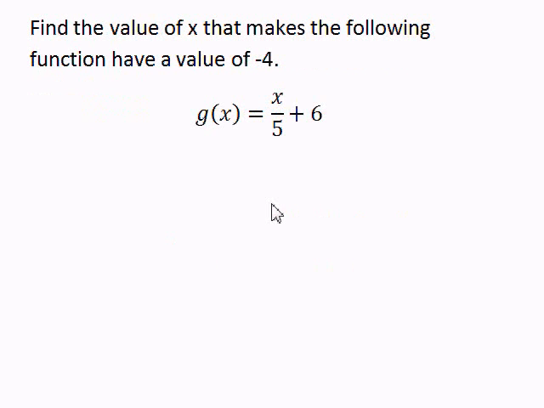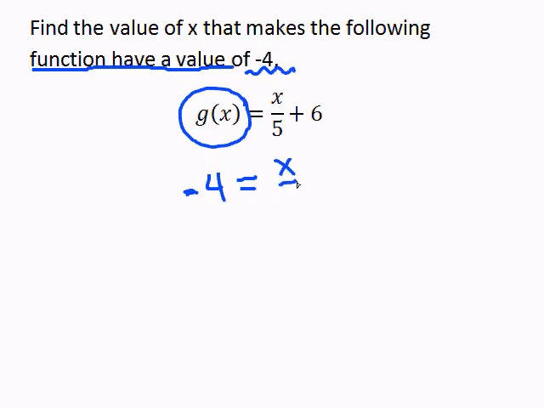For our last type of problem, you're going to be asked to find the value of x that makes the following function have a value of negative 4. So we need to make our function equal to negative 4. How do I know? It's because it tells us the function has a value of negative 4. So we change the g(x), the whole thing, because that's our function, into a negative 4 equals x over 5 plus 6. So when we're trying to find the value of x, we're going to solve an equation.